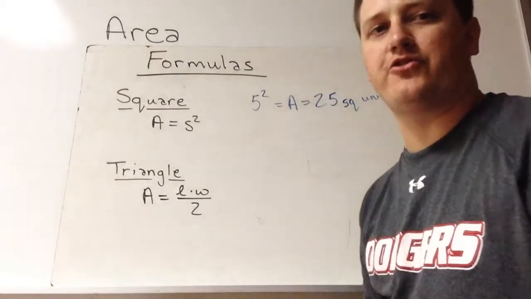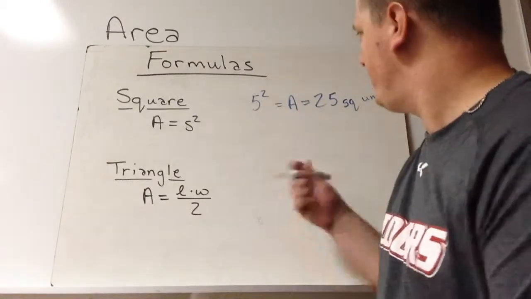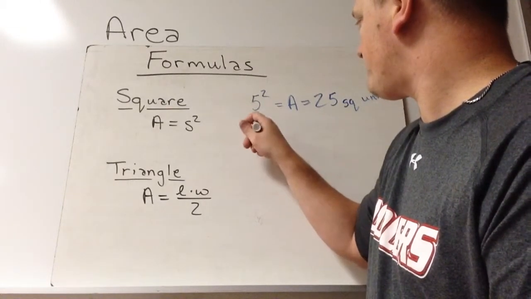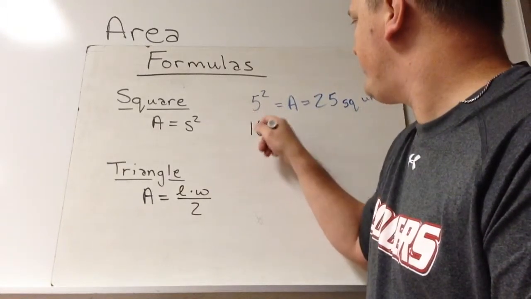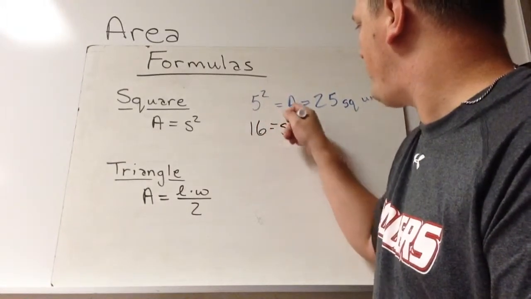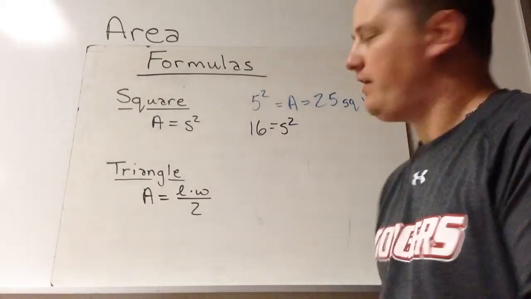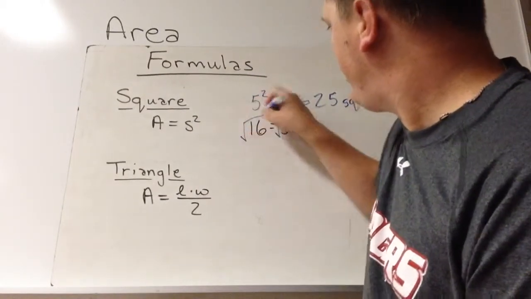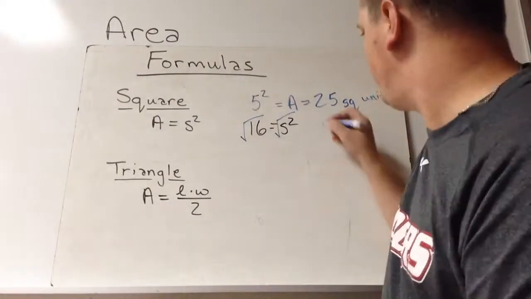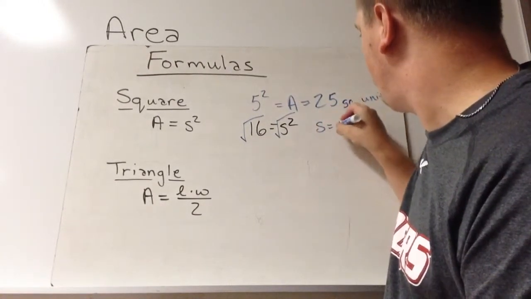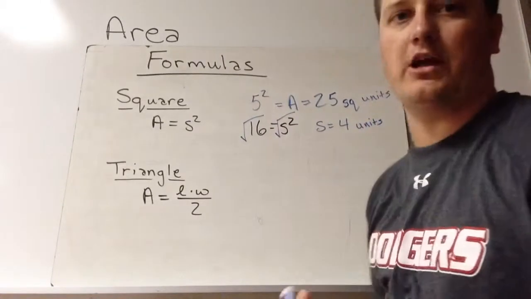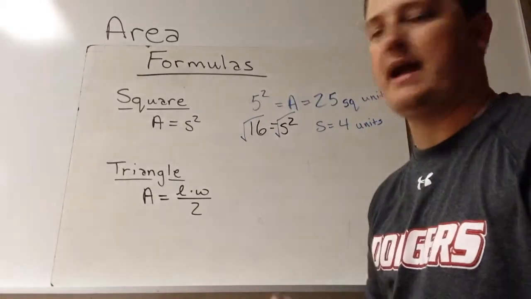The reverse is also true if we know the area. So let's go with an easy one. 16 equals s squared. To find s, the opposite of squaring is to square root. So we can just square root the 16 and find out s is 4. And that would be units, because we were looking for the side length, not the area.